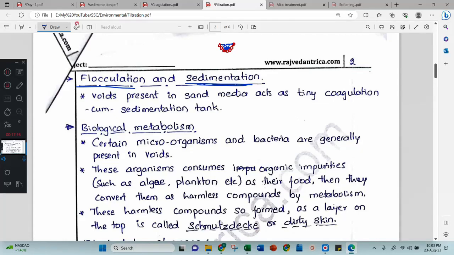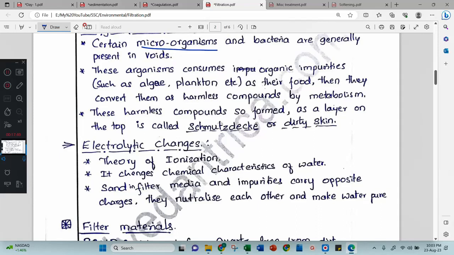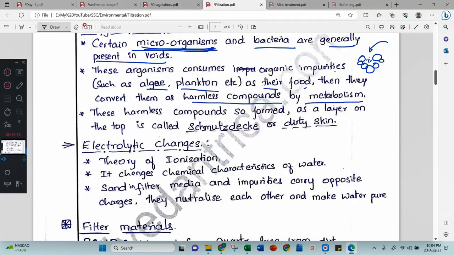Then biological metabolism: certain microorganisms and bacteria are generally present in the voids. There are some microorganisms like bacteria, non-pathogens and pathogens, present in the voids. These organisms consume organic impurities. If this is one void inside the filter, some bacteria are there, and the impurities coming there, such as algae and planktons, they will eat as their food. Then they convert them into harmless compounds by metabolism. They eat and consume it and produce waste outside. These harmless compounds so formed make layers; the top is called scum, and the other is called dirty skin. That can be removed.